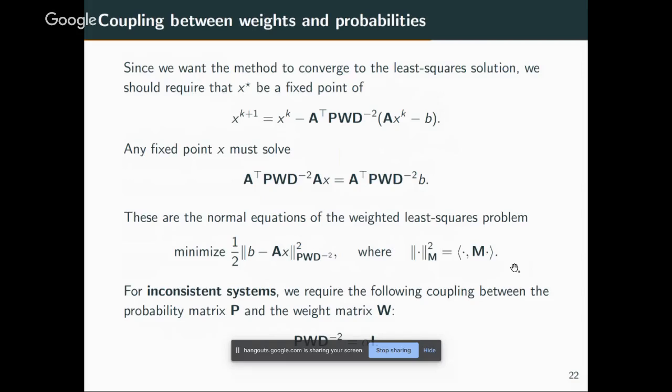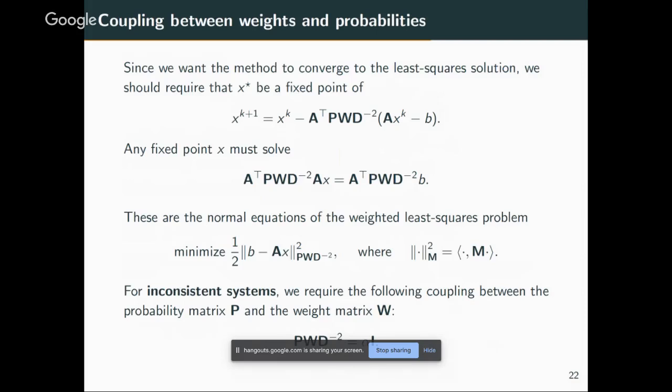When we have a consistent system, the minimizer of this least squares problem will just give us a value here that's 0. But for inconsistent systems, if we want the minimizer to correspond to the typical 2-norm minimizer, then we need the matrix product PWD inverse squared to be proportional to the identity matrix so that we can pull that value out of this norm. If we don't satisfy this condition, then what we're really solving with this method is a weighted least squares problem as opposed to the least squares problem with the 2-norm. So we'll typically assume that we have this restriction on this matrix product, and we'll think of alpha as a relaxation parameter or a magnitude of these weights in the update.